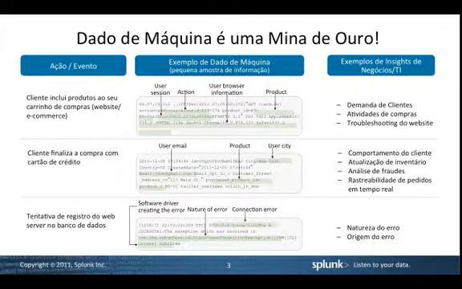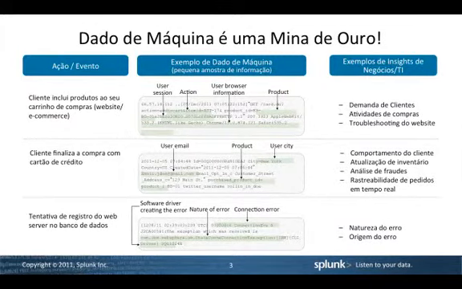Let me give you an example. Let's see what your machine is saying when your customer is buying something on your website or your e-commerce. By the time your customer adds any product to your shopping cart, your machine will register the user session, the action he did, the user browser information, and what product he is dealing with. By that, you can see your whole customer demand, any kind of shopping activity, and troubleshoot your website if your customer is experiencing any kind of problem.